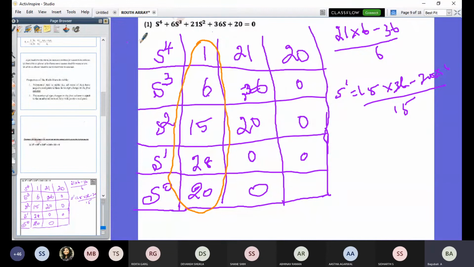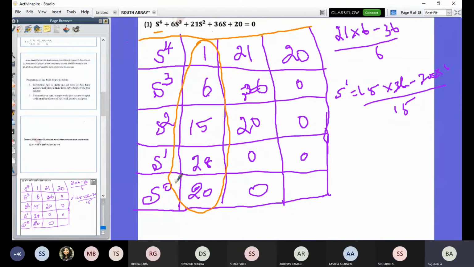Any doubt? Any doubt to construct the Routh array? No doubt, sir. Okay, dear. Here, how many roots will there be? What is the total number of roots? 4 roots. Here we have S power 4.